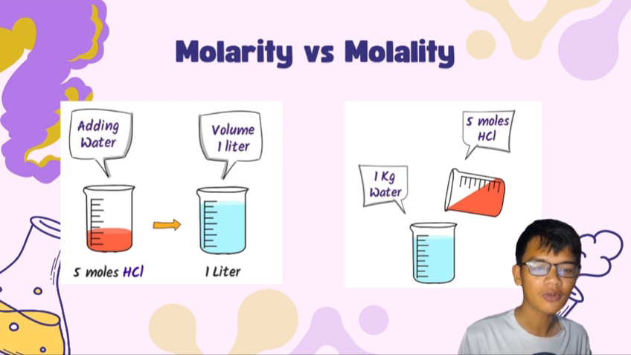Meanwhile, on the right image, molality is based on the mass of the solvent only. So you must measure 1 kilogram of water first before or while adding the solute. Then you dissolve 5 moles of hydrogen chloride into the fixed mass of water. So no matter how much the volume changes, the mass of water stays the same. So this shows the concentration depends on the amount of solvent, not the volume.